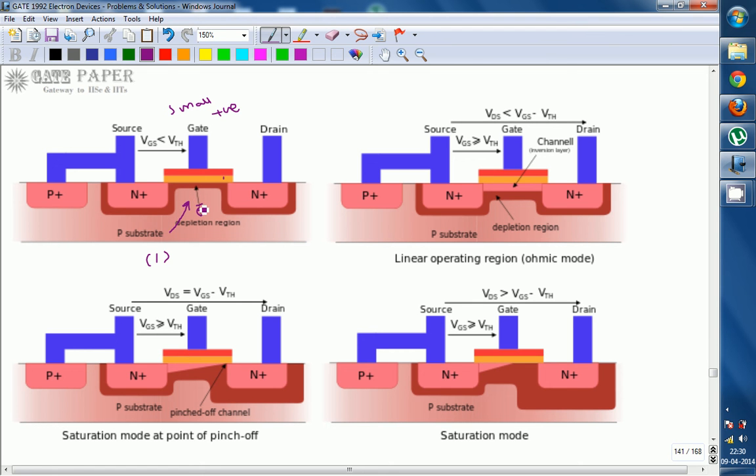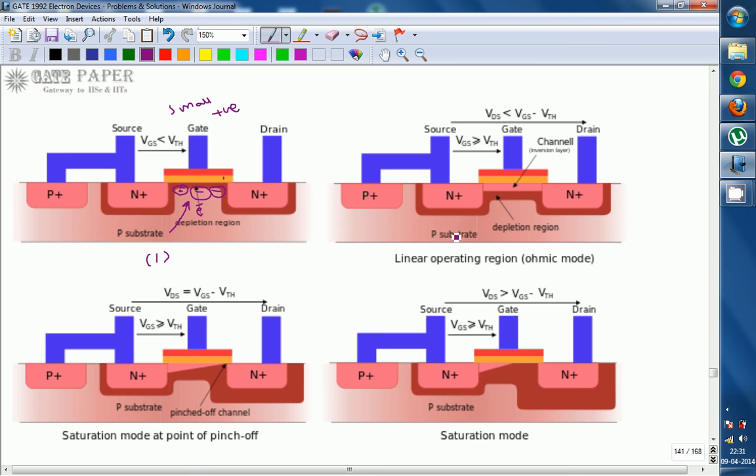This electron will recombine with the hole, so that negative ions will be created. This region of negative ions is called the depletion region. This shaded dark brown color is nothing but the depletion region, which consists of negative ions. So no channel has been formed, only a depletion region is formed if you apply a gate-source voltage less than VTH.